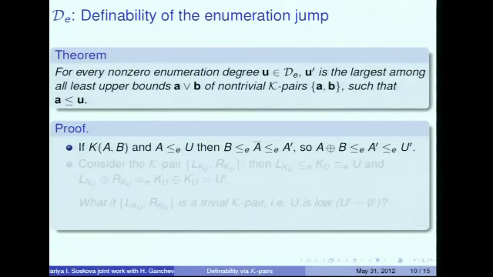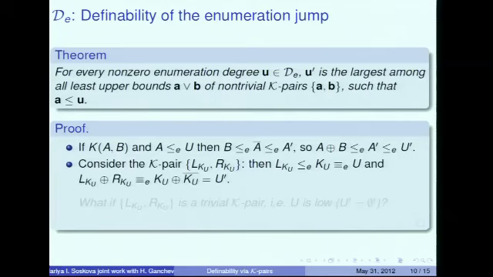Now for the second half, we need an example of a k-pair that joins up to u prime. Well, consider the k-pair that you get from left Ku and right Ku. So by this property, we have that left Ku is always below Ku, but Ku was equivalent to u. So it fits the description so far. And then the join of left Ku and right Ku, again by this property, is exactly Ku join the complement of Ku, but this is exactly the definition of u prime. And we're done. Well, almost.